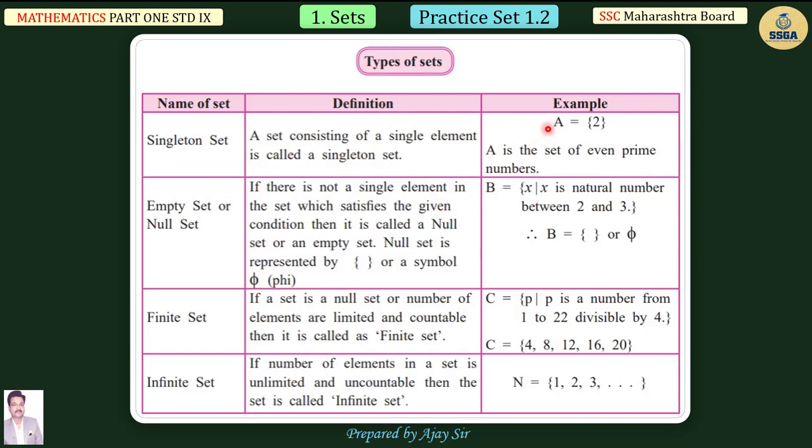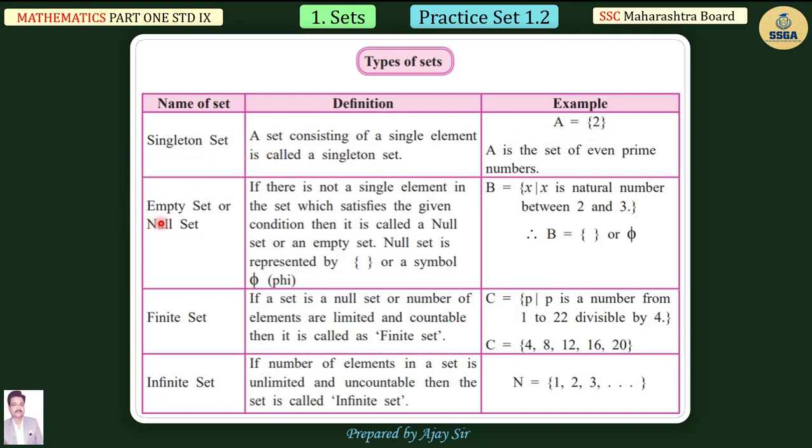Therefore the set A has only one element, that is 2. So this is called a singleton set. One element in a set is called a singleton set. A single element in any set is called a singleton set, student.